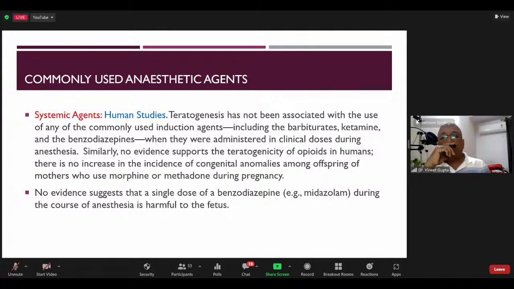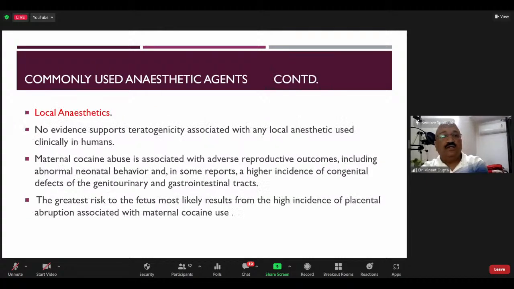Similarly, no evidence supports the teratogenicity of opioids in humans. There is no increase in the incidence of congenital anomalies among offspring of mothers who used morphine or methadone during pregnancy. No evidence suggests that a single dose of a benzodiazepine, midazolam, during the course of anesthesia is harmful to the fetus. Local anesthetics: no evidence supports teratogenicity associated with any local anesthetic used clinically in humans.